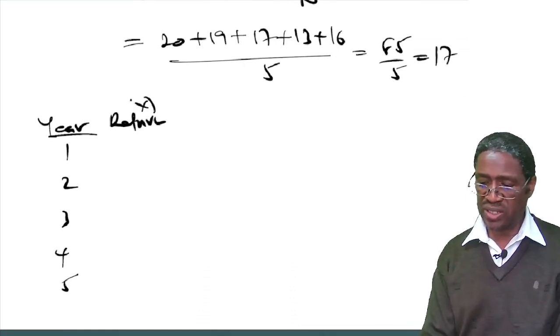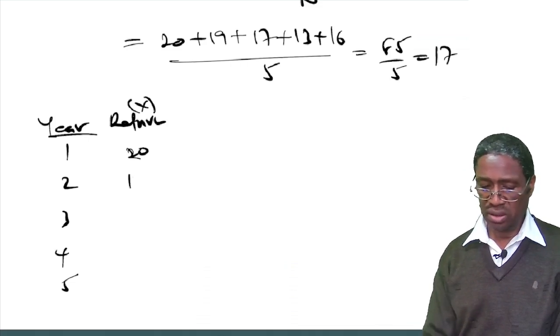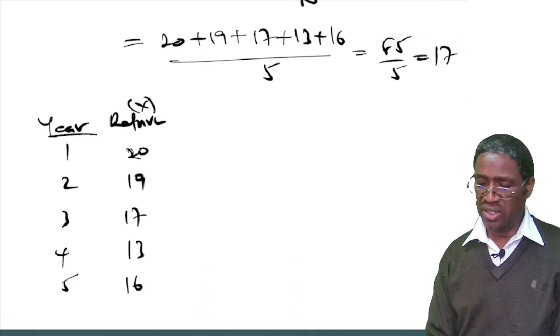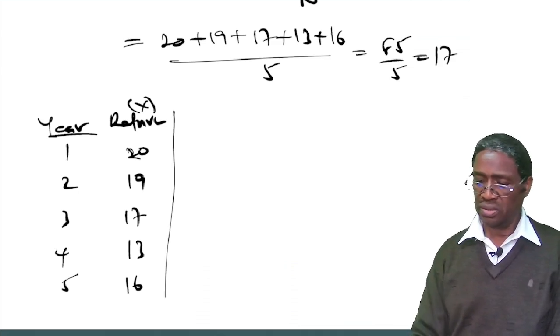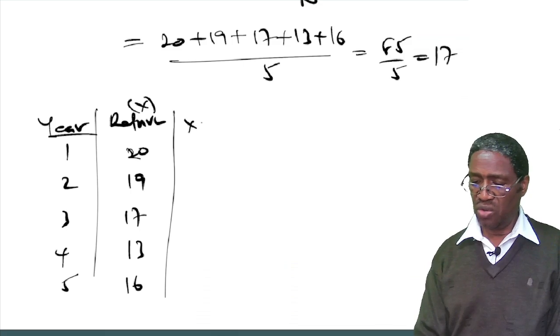Here, which was x, I copy them: 20, 19, then 17, 13, and 16. Then I have another column now. This is the column of x minus x bar.